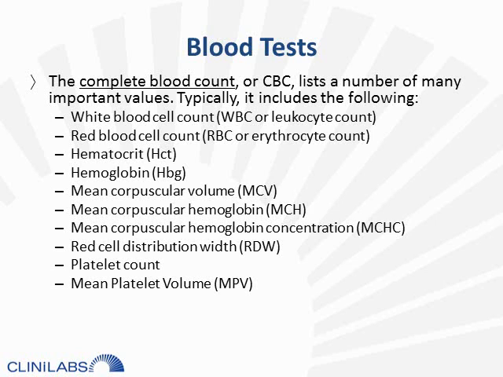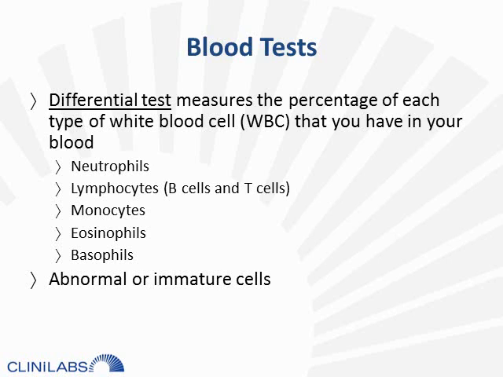The MCV, or mean corpuscular volume, shows the size of the red blood cells. The mean corpuscular hemoglobin is the amount of hemoglobin in an average red blood cell. And the mean corpuscular hemoglobin concentration measures the concentration of hemoglobin in an average red blood cell. These numbers help the doctor diagnose different types of anemia or other types of blood disorders.